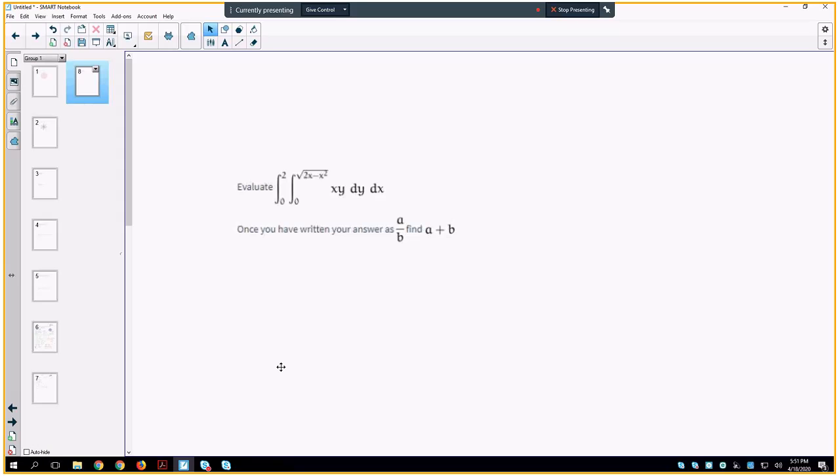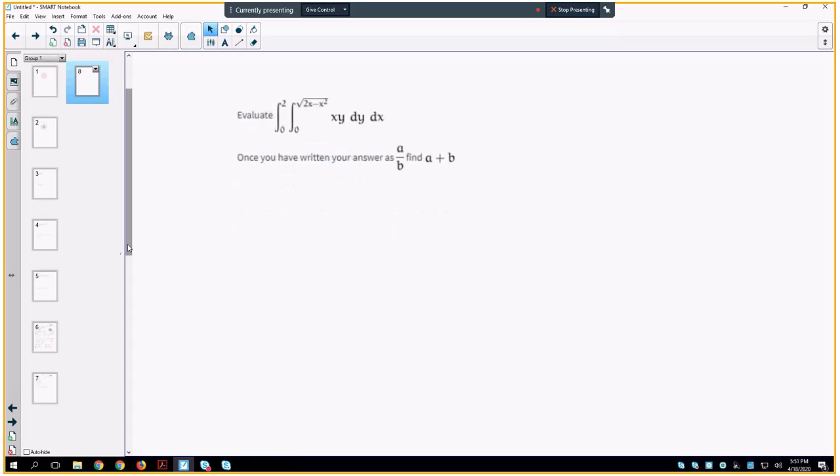Let's look at one more example, maybe a little bit more complicated than what we've done before. We're going to use a slightly different substitution. So x is not going to be exactly r cosine theta, and you'll see why.